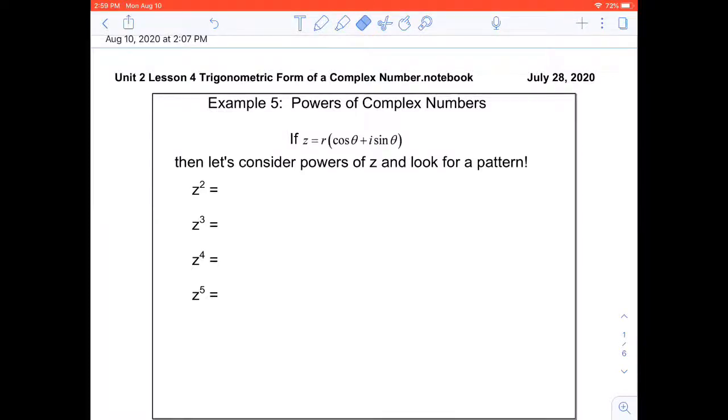Welcome to the second part of trigonometric form of a complex number, where we're going to talk about DeMoivre's theorem and how to find roots of complex numbers. All right, so on example 5, let's talk about finding powers of complex numbers.